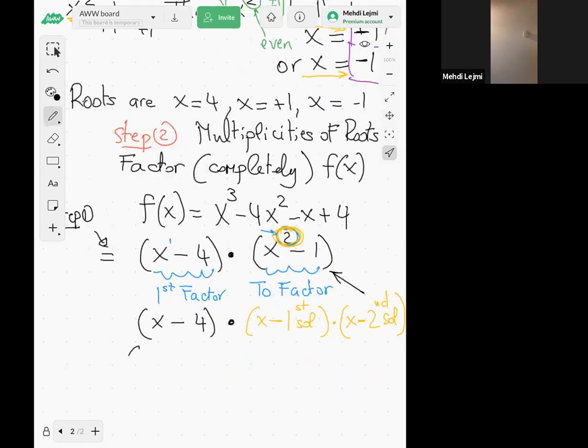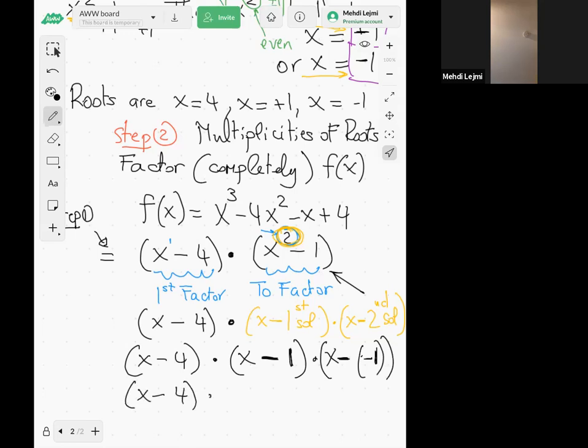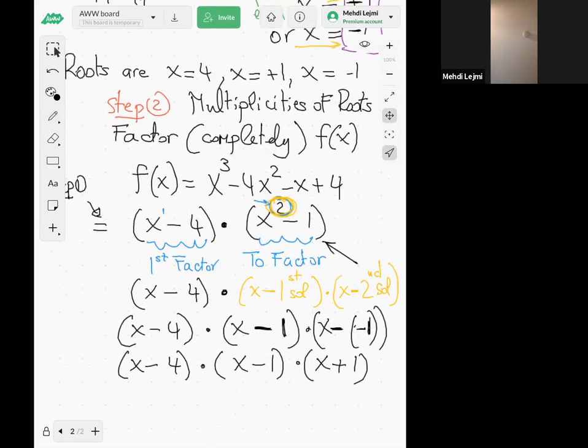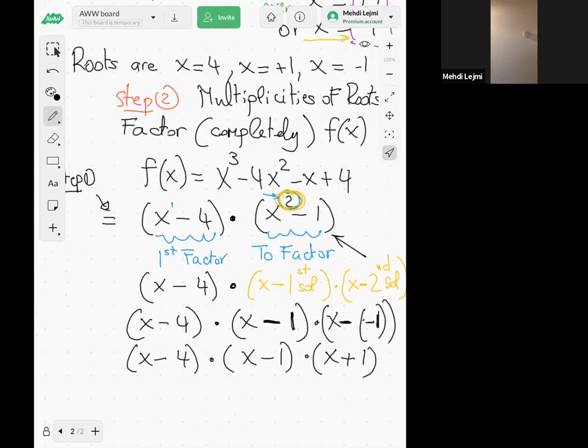So this is actually x minus 4 times x minus first solution, which is 1, times x minus second solution, which is -1. All right. So this is of the form x minus 4, x minus 1, and times x plus 1. So this is the complete factorization of my f of x, right? This is a complete factorization of f of x.